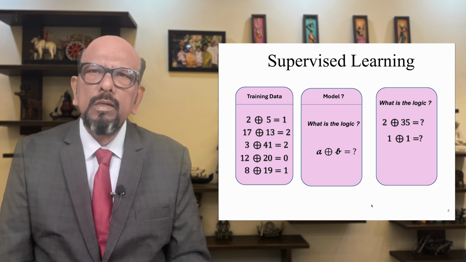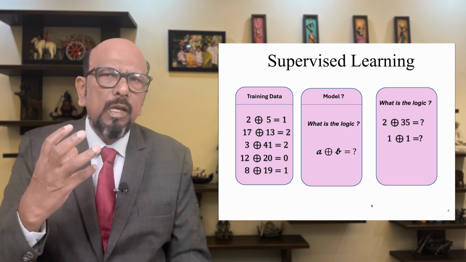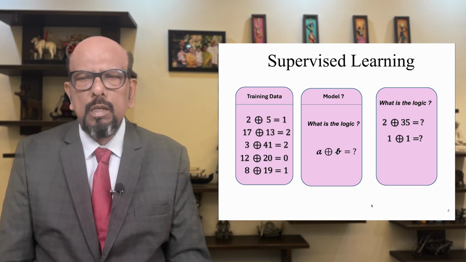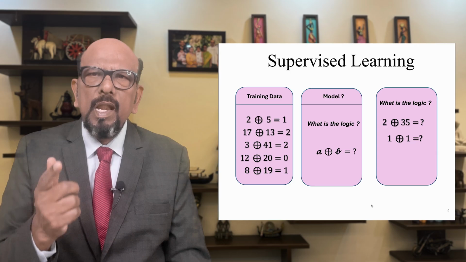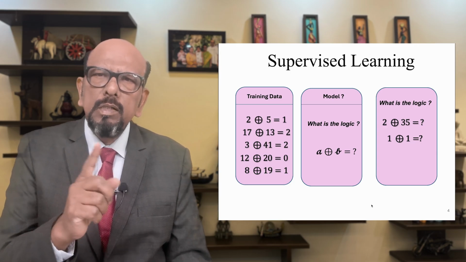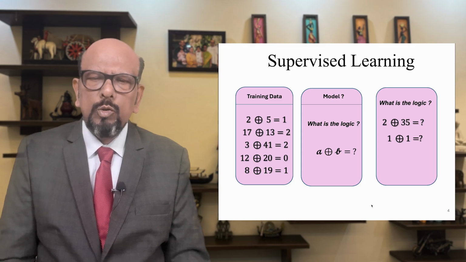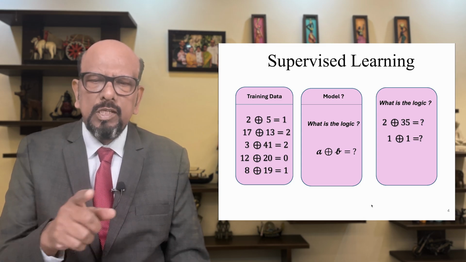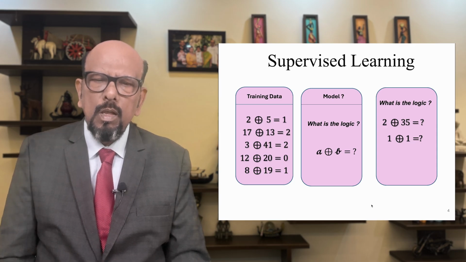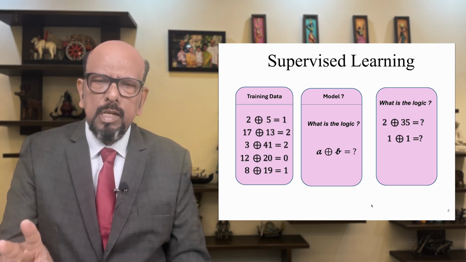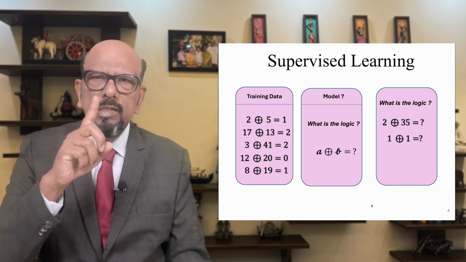We don't know the logic. By looking at it, if you are able to build the logic, that is called supervised learning. For example, in this case, the result is the number of odd numbers in the data. For the first one, there is only one odd number, so the result is 1. For the second row, 17, 13, 2 odd numbers, so the result is 2. For the third, 2 odd numbers, the result is 2. For the fourth, no odd number, so the result is 0.